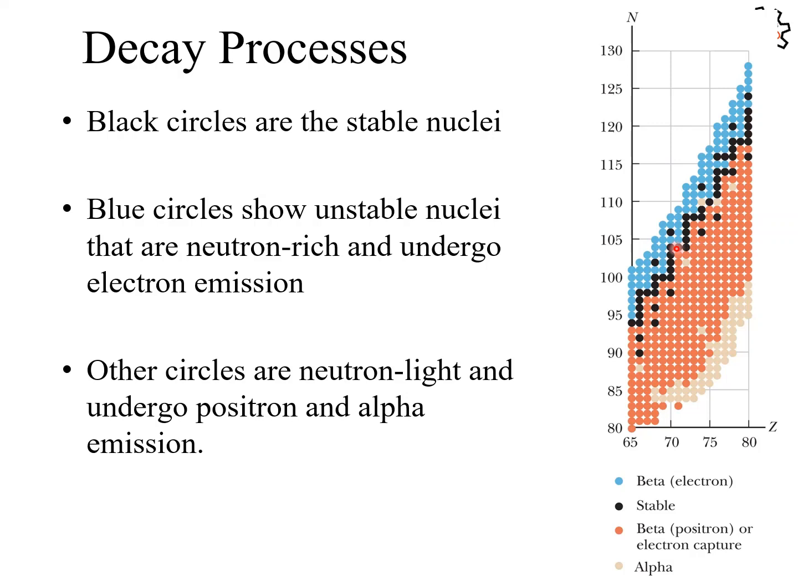Also, alpha emission, which will decrease N by 2 and decrease Z by 2, will move us down in a gradient of 1, ultimately intersecting the black lines. So all those processes that we've talked about for either neutron-rich or neutron-light will move nuclei species onto the line of stability.